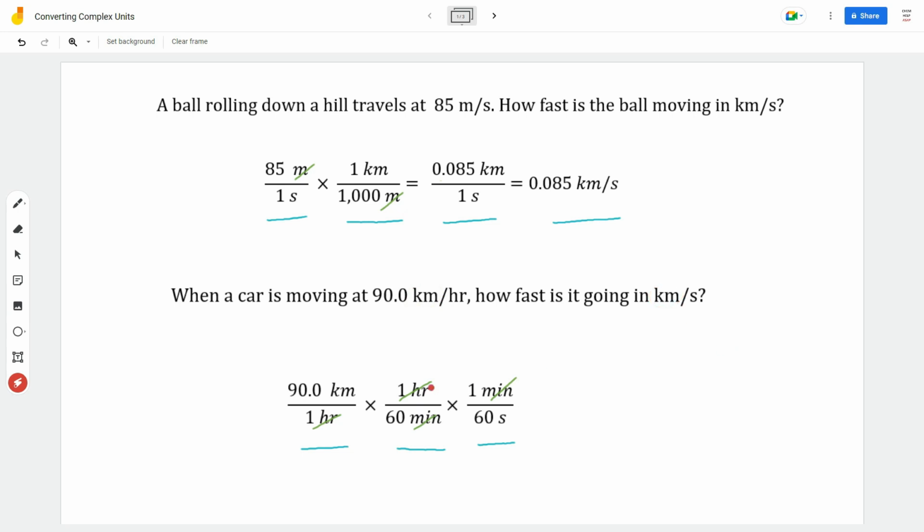Okay, so I'm going to grab my calculator. I'm going to take 90, divide it by 60, and then divide that by 60 again. And I get 0.0250 kilometers per second. So in both of these first problems, we either had to just convert the numerator, like in the first problem, or just convert the denominator, as in the second problem. So let's do some more conversions where we're going to have to deal with both the numerator and the denominator.